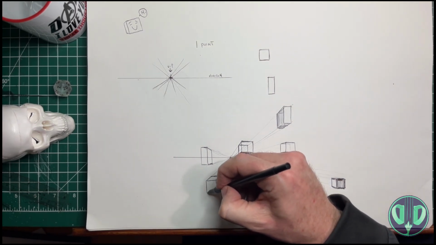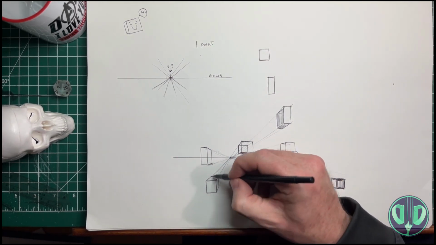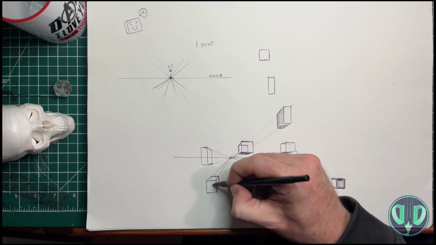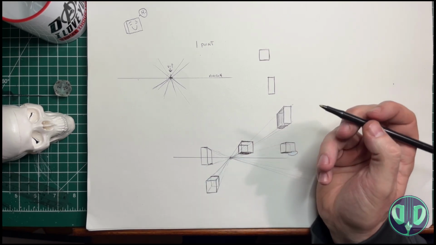So here's another cube. I've made this one opaque. I could very easily draw this down like so and across like so. And now I have a see-through cube.